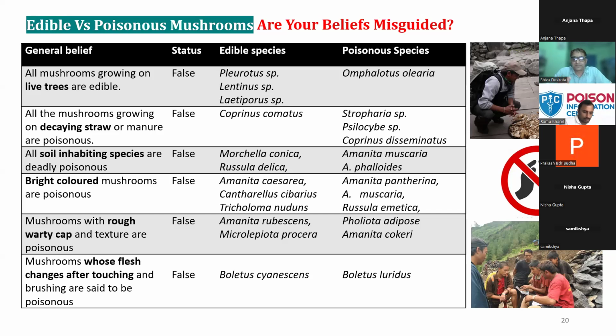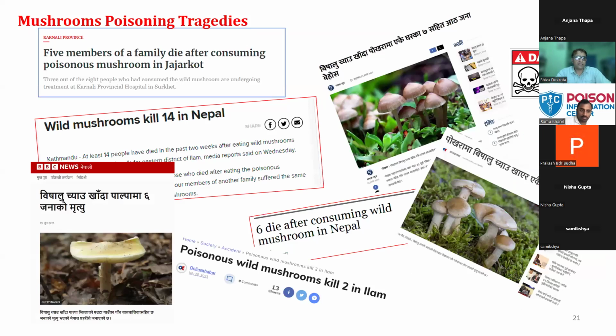Whatever the beliefs, they are rooted among the Nepalese people, and these beliefs are really misguided. We should not encourage people to run after them, and none of those beliefs are correct. That's the main reason why such tragedies occur and reoccur every year, killing 14 people, even 6 people, not only in rural areas but also in urban and suburban areas. These are the real scenarios happening every year in Nepal.